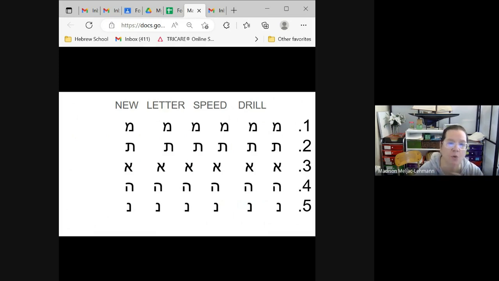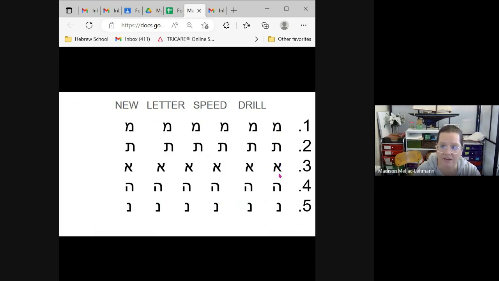But here we go. Hebrew starts from right to left, okay? And we'll talk more about that later in the slides. So you have the first letter Mem, okay? So we would say Mem, Mem, Mem, Mem, Mem, Mem. And line 2 is letter Tav. So we would say Tav, Tav, Tav, Tav, Tav, Tav.